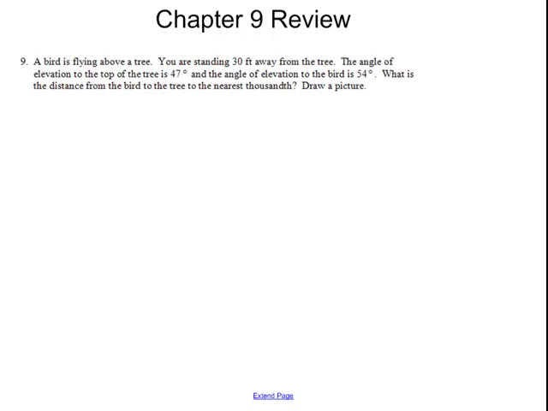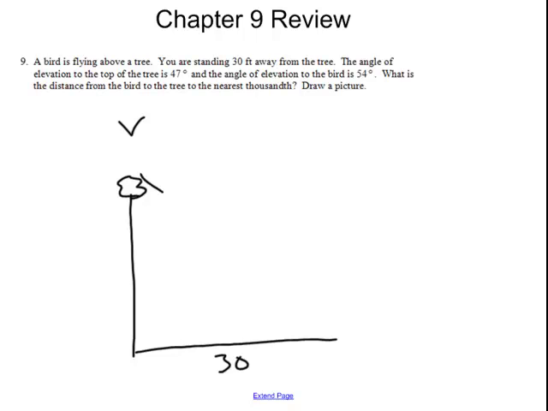Number 9, a bird is flying above a tree. So I've got a tree, and I've got a bird flying above the tree, and I'm standing 30 feet away from the tree, and the angle of elevation to the top of the tree is 47 degrees, and the angle of elevation to the bird is 54 degrees. Let's try that again. The whole thing here is 54 degrees. What is the distance from the bird to the tree to the nearest 1,000?